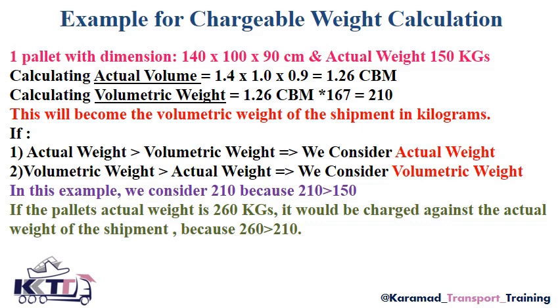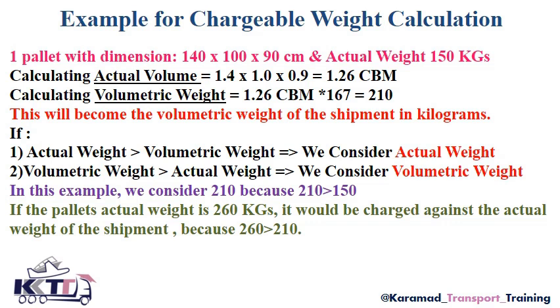To calculate the volumetric weight of the cargo, we have to apply the rule I mentioned in the previous slide. We consider every cubic meter of cargo to be 167 kilograms. So we need to take this CBM and multiply it by 167. That means we multiplied 1.26 CBM by 167, and we arrived at the number 210. This 210 is our volumetric weight.